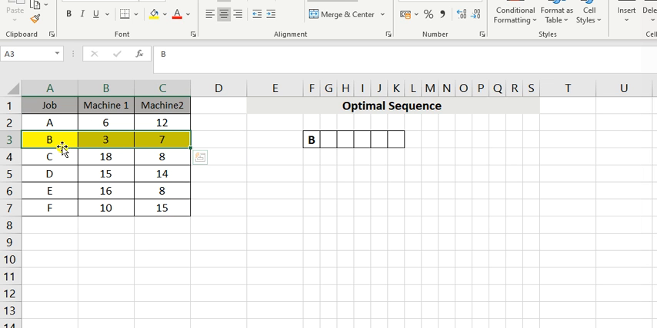Okay, in the remaining processing times, the minimum is 6, which is job A's processing time on machine 1. So we're gonna put A right behind B in the queue. Okay, next we can see that both jobs C and E have equal processing times on machine 2. So we can break this tie arbitrarily.